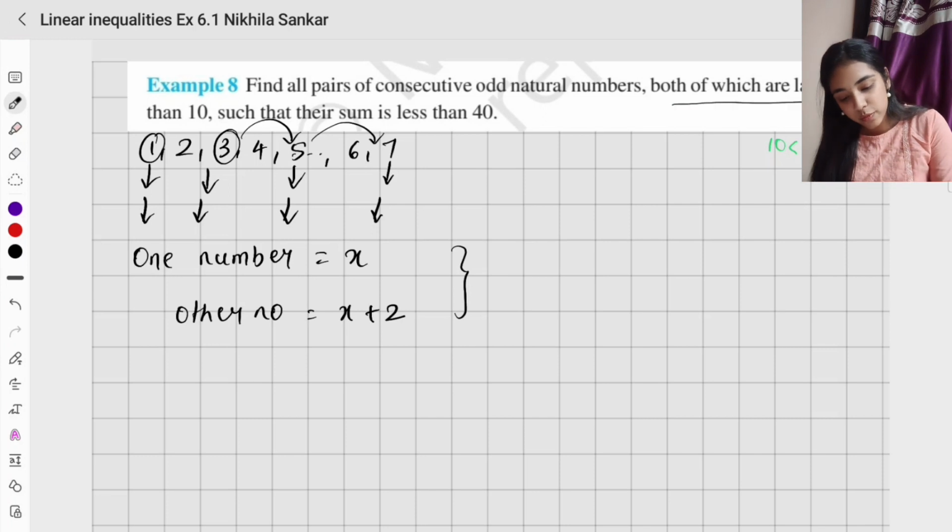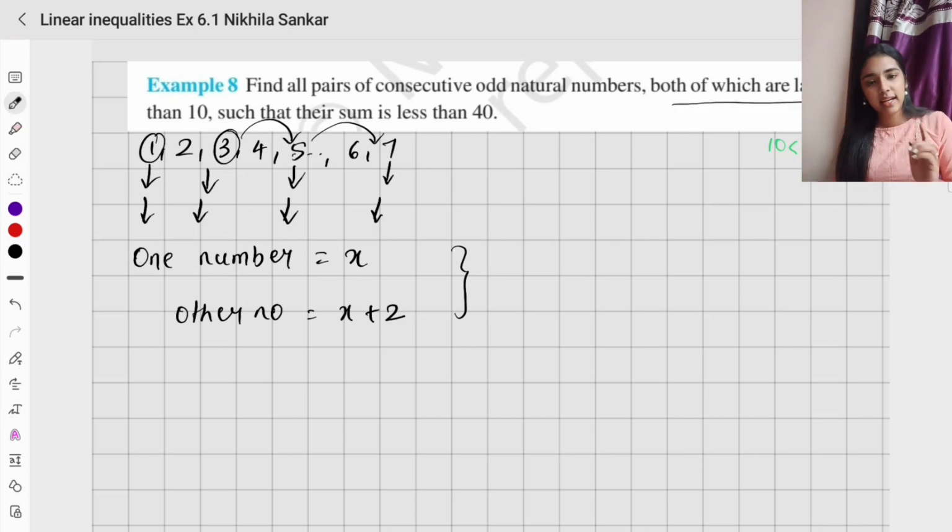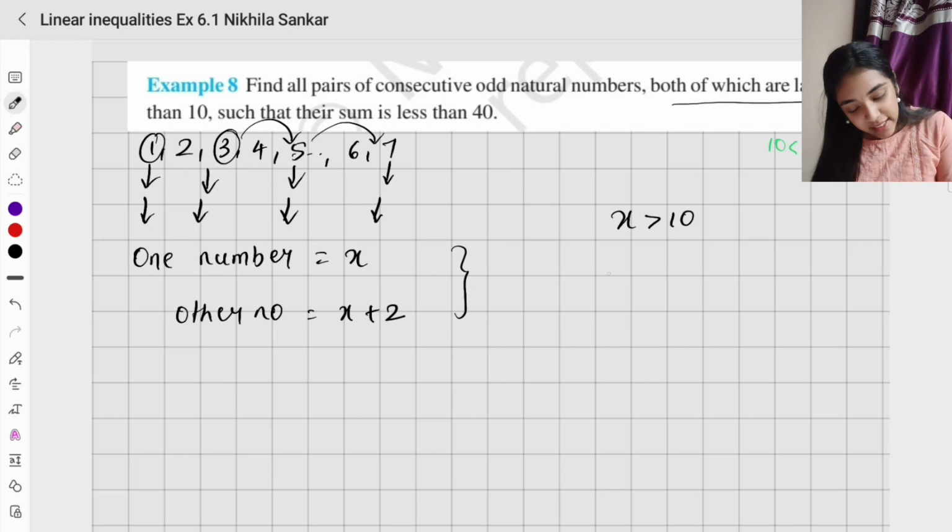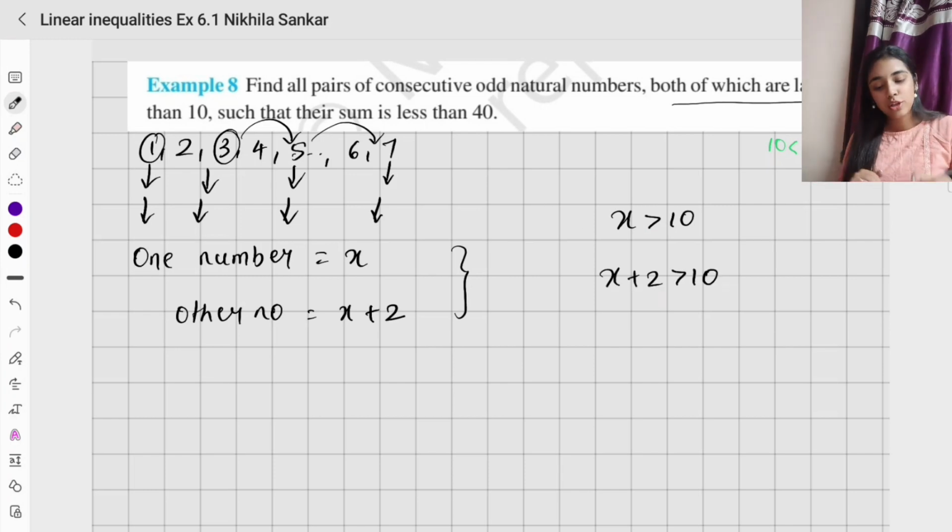It is also given that both of which are larger than 10. What does it mean that both numbers are larger than 10? Does x have to be greater than 10, or x plus 2 have to be greater than 10? How do you know which of these to take? Both numbers have to be greater than 10, but you should have only one condition. You cannot have two different inequations.